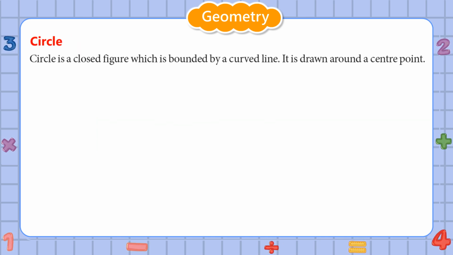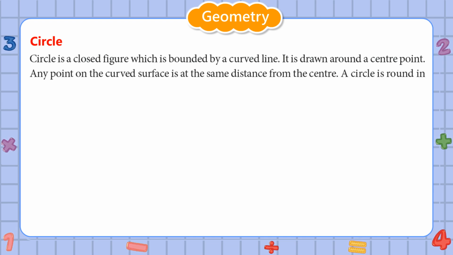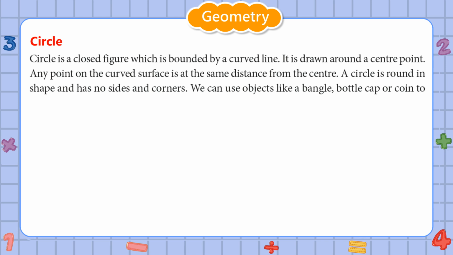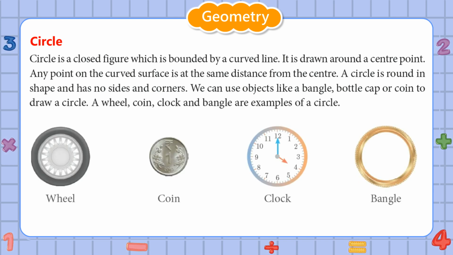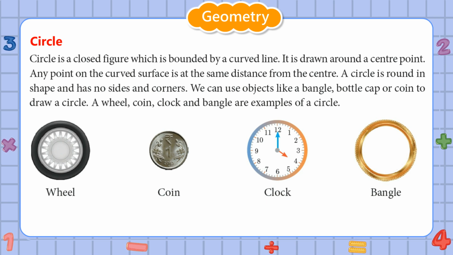Circle. A circle is a closed figure which is bounded by a curved line. It is drawn around the center point. Any point on the curved surface is at the same distance from the center. A circle is round in shape and has no sides and corners. We can use objects like a bangle, bottle cap, or coin to draw a circle. A wheel, coin, clock, and bangle are examples of a circle.